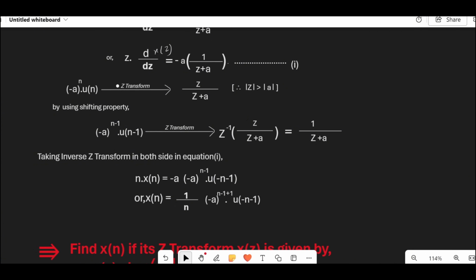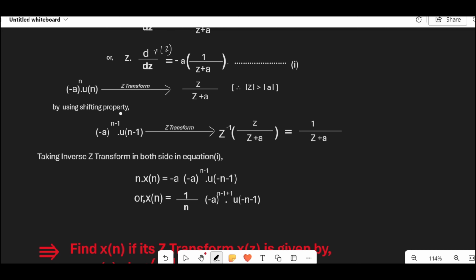If we consider the Z transform of minus a to the power n into u of n, then we find z by z plus a, with ROC modulus of z greater than modulus of a. That's why here we used a right-sided sequence. Right-sided sequence means u of n. By using the shifting property, minus a to the power n minus 1 into u of n minus 1. Here the shifting value is 1.